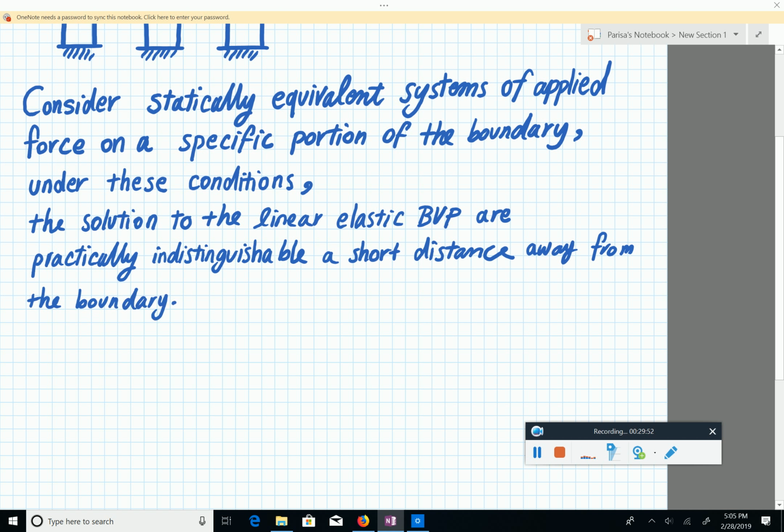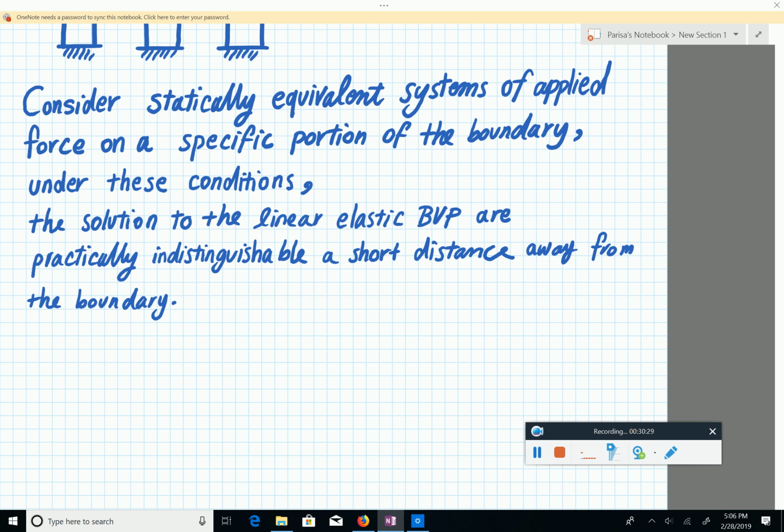This is a very peculiar statement because it's very qualitative. What does it mean, a short distance from the boundary? It turns out that the effect of the boundary diminishes exponentially as you go inside the body. So there are some quantitative ways to quantify it. But what you need to know is that if you go further inside the body, then you don't know what type of force it is. All you see is the resultant, basically.